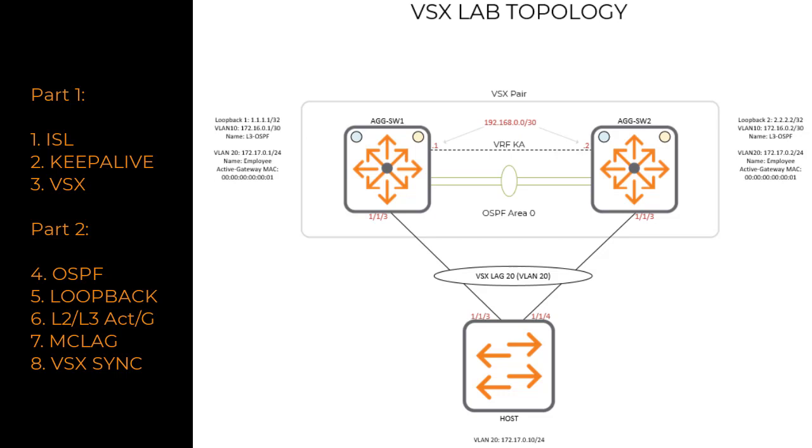We'll create a couple of loopback interfaces, associate some addresses with those, and they'll act as router IDs, and we'll use them for testing. We'll create layer 2, layer 3 VLAN called employee and implement Active Gateway. We'll configure multi-chassis lag on the VSX switches and configure the host. And finally, we'll show a couple of examples of how we can synchronize configuration between the VSX switches to simplify management tasks.